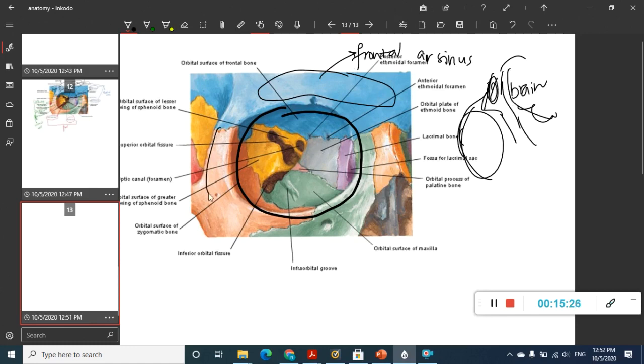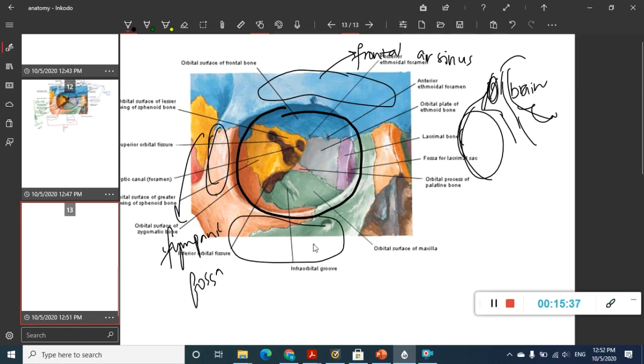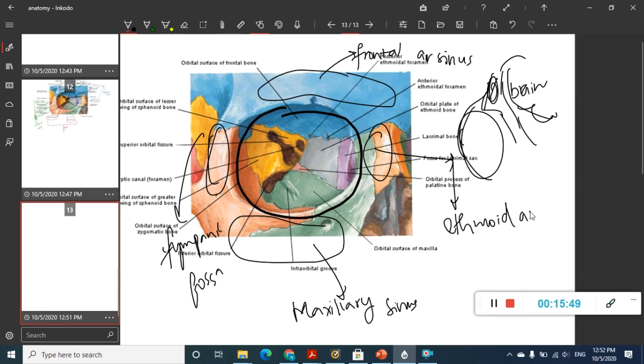And laterally, what are you going to see here? This is the fossa which you see, called the temporal fossa, seen laterally. And below, what are you going to see? This is the maxillary sinus. And medially, what are you going to see? Medially, you are going to see the ethmoid air sinus. So these are the important things about the orbit.